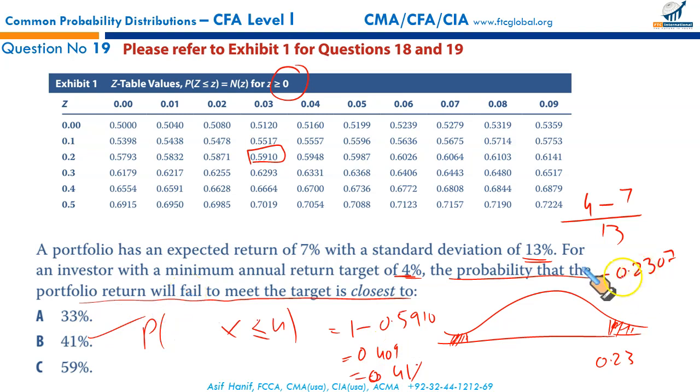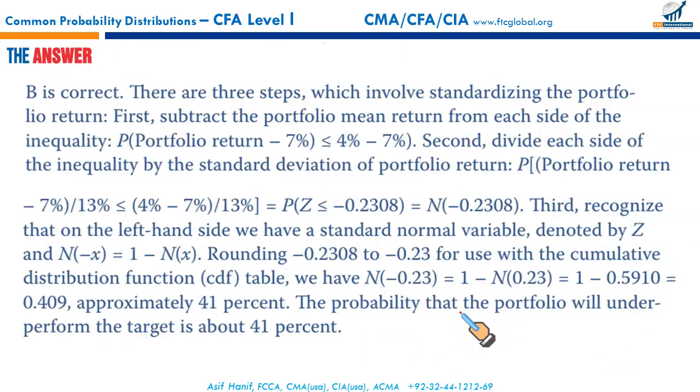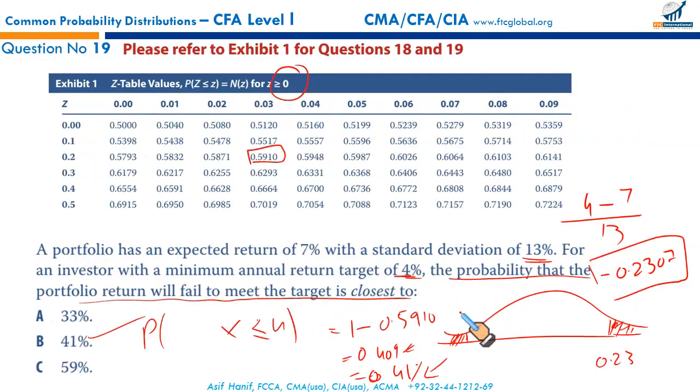If you don't want to use this long process, you can simply use the z table for negative values, and you just look at that 0.23, you will get this number directly over there. It's your choice, totally. Done, so it's B.